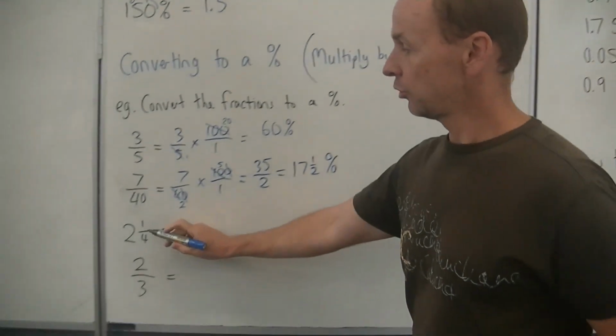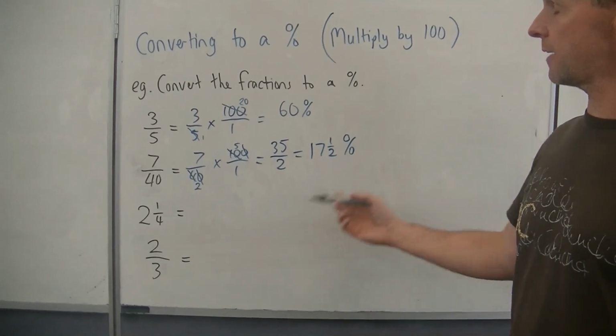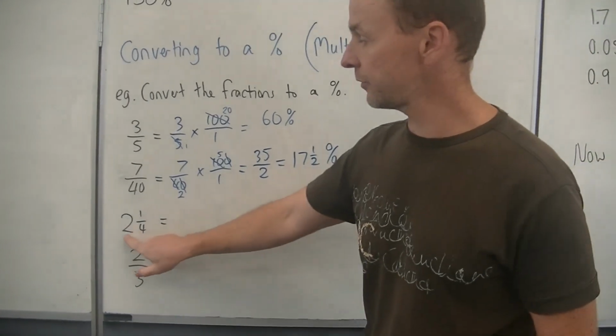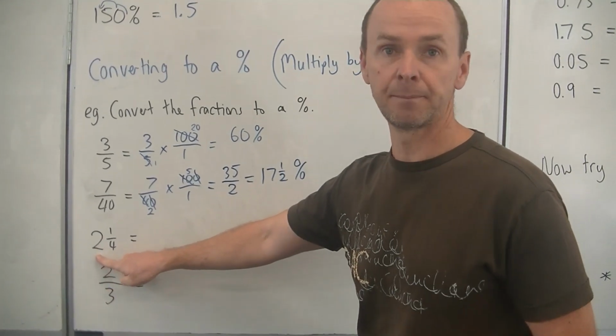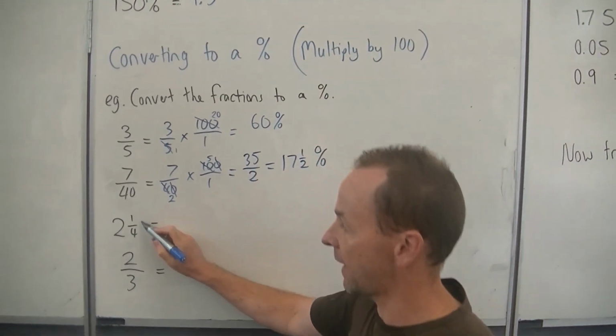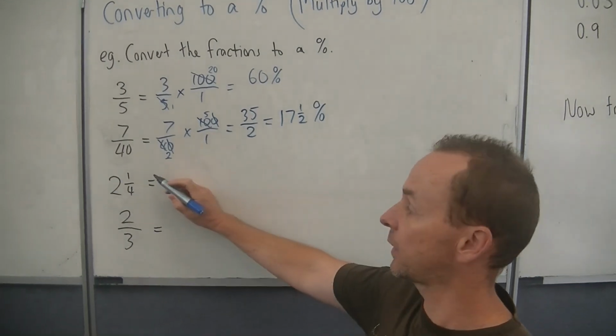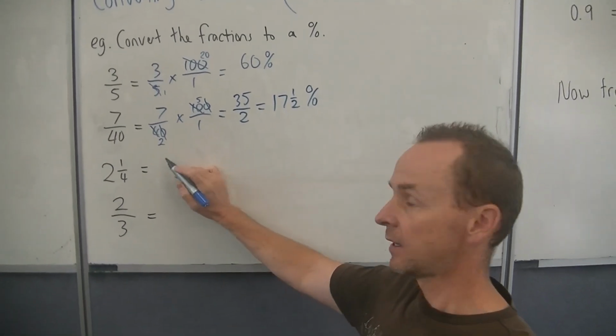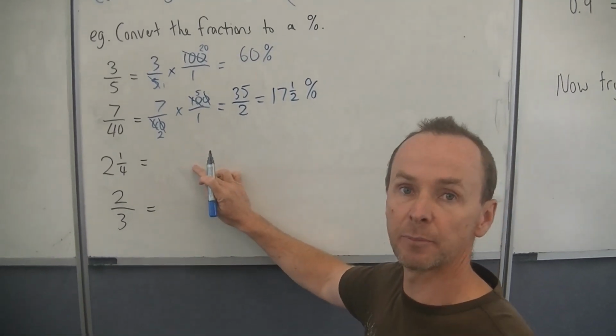Next one, 2 1/4 as a percentage. Remember, 2 as a whole number means 200%. So there's 2 ways you can do this. You can either write that as 200% and then work out a quarter. Hopefully you know a quarter is 25%. So we know the answer is going to be 225%.